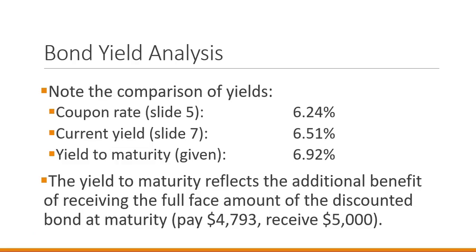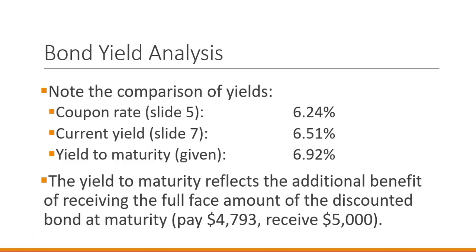We're always going to see the same relationship among coupon rate, current yield, and yield to maturity. The current yield will be the middle rate. Sometimes coupon rate is lower than yield to maturity, as we see in this example. Sometimes coupon rate is higher than yield to maturity, as we would see in other examples. But the current yield will always be between the two.